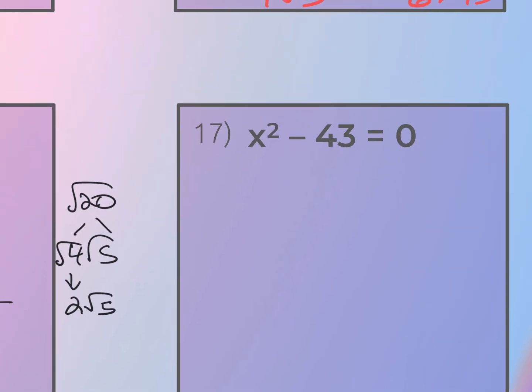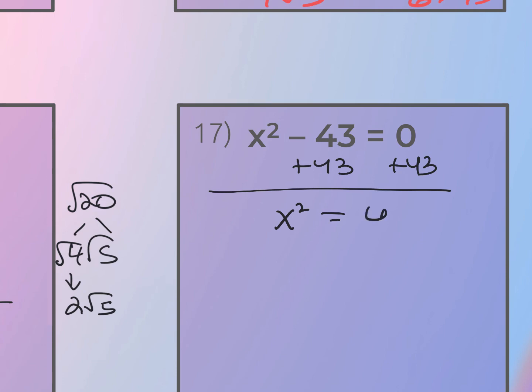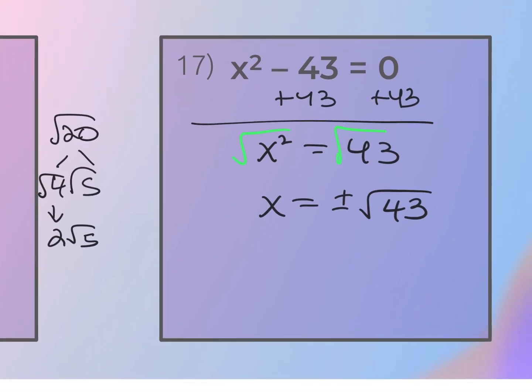Again, isolate the squared term. So I'm going to add 43 to both sides. X squared equals positive 43. Square root both sides. And x is equal to plus and minus the square root of 43. We can't simplify that, so we just leave it alone. And again, WebAssign's probably going to make you write it as negative square root of 43 and then positive square root of 43, and then give the decimal for this to 2 decimal places.